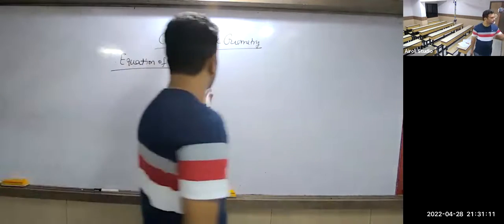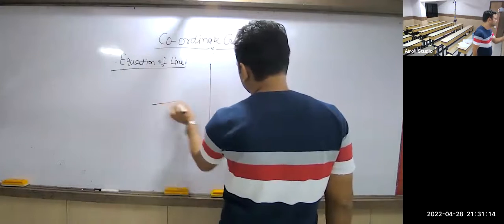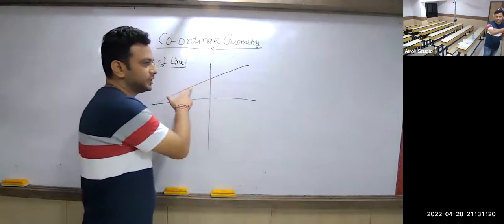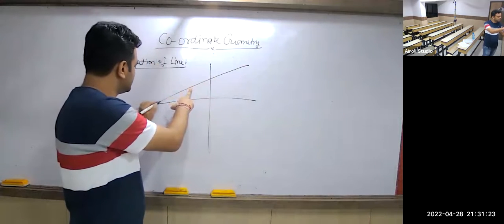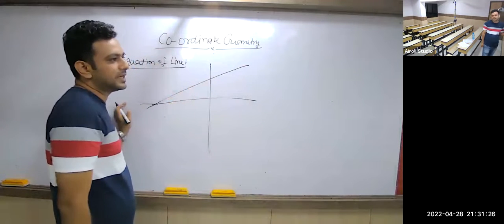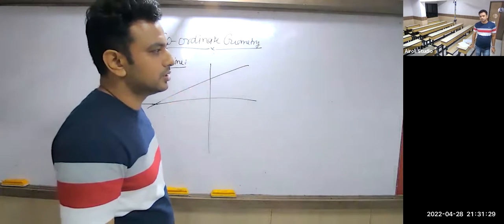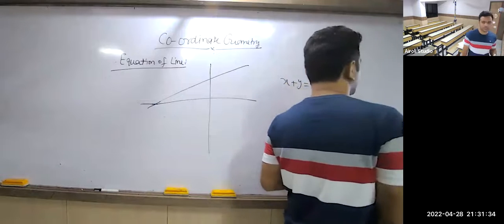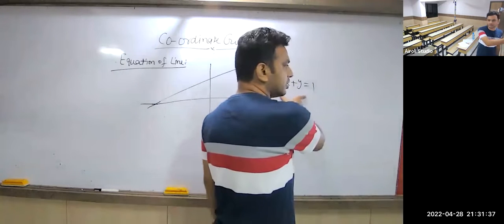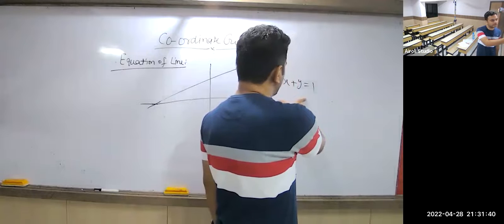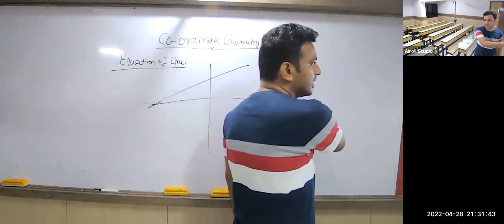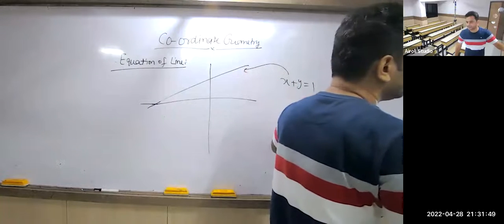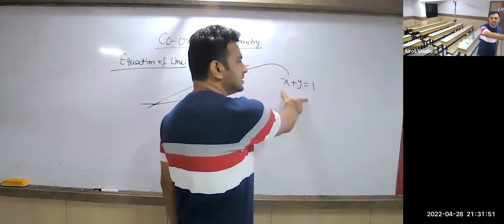Let's say I'm having a line, and I want to write the equation of this line. What does it mean by equation of line? It's a relation between x and y. Let's say I'm writing x plus y equals 1. It's a linear relation between x and y, or we can say a linear equation. If I put any value of x, I will get a value of y. This represents a straight line, so x plus y equals 1 is a straight line.